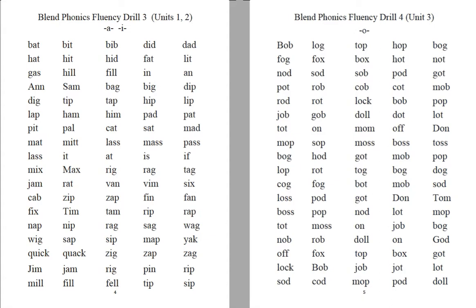And by the way, look at the word B-O-G, bog. You watch. You're going to have lots of students, even older students, that are going to say "dog." When they make a mistake, what do you do? You stop them. You say, oh, look at that again.